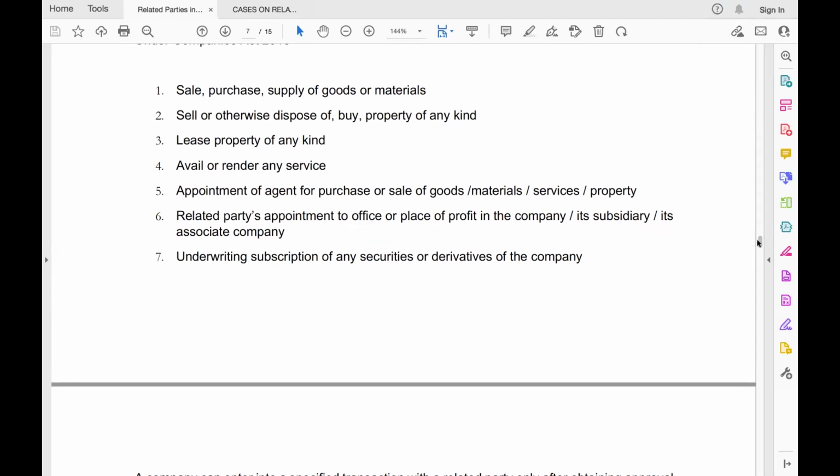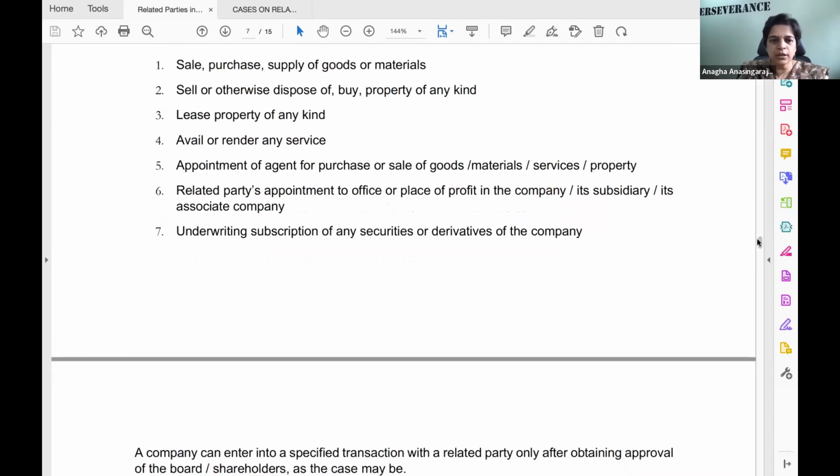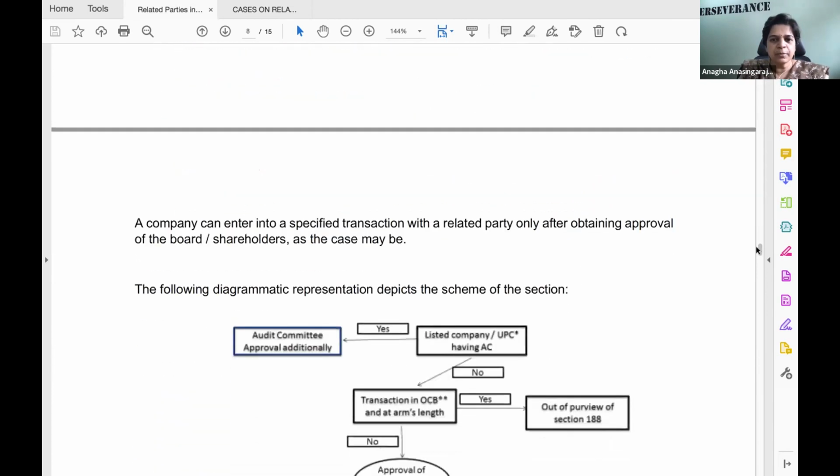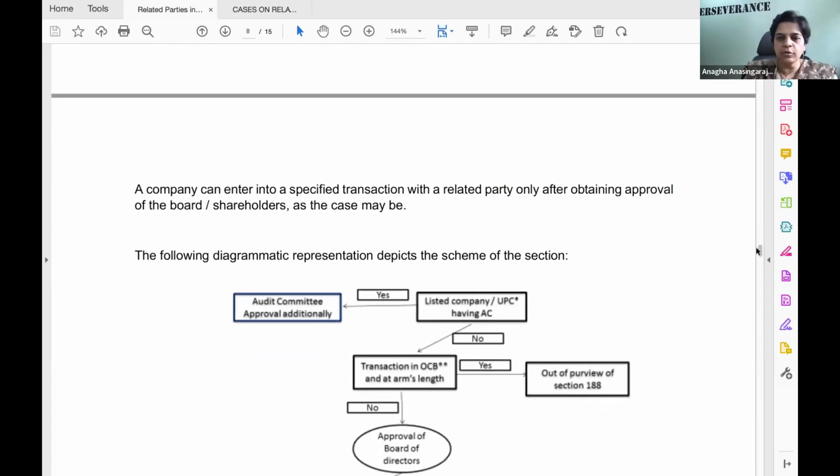Yeah, we treat it as a related party transaction, especially if the company is giving a loan to any other company. It's a lending service, and for which interest may also be charged. So according to us, it falls under the definition of availing or rendering of any services. So a company can enter into a specified transaction with the related party only after obtaining the approval of the board or the shareholders, as may be required.